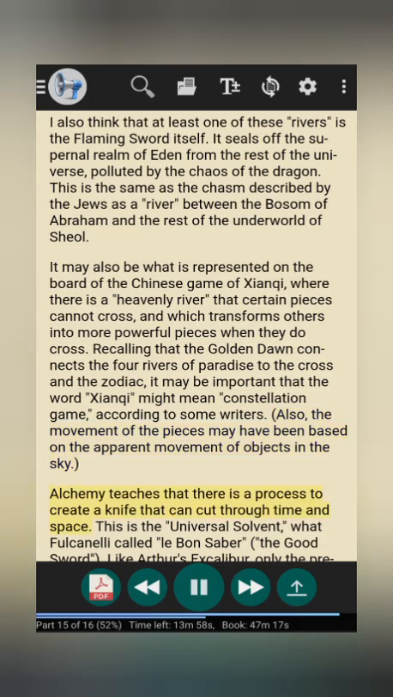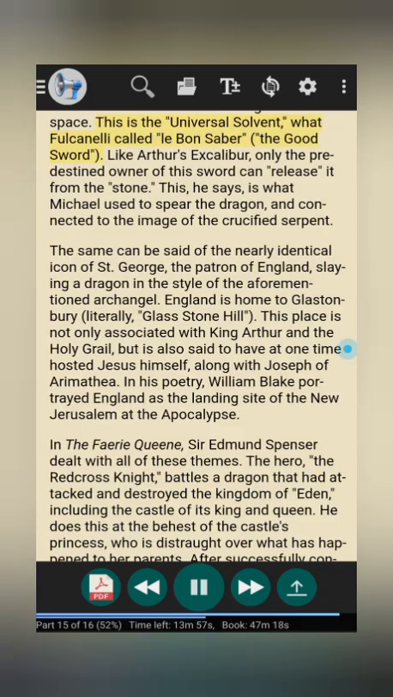Alchemy teaches that there is a process to create a knife that can cut through time and space. This is the universal solvent, what Fulcanelli called le bon sabre, the good sword. Like Arthur's Excalibur, only the predestined owner of this sword can release it from the stone. This, he says, is what Michael used to spear the dragon, and connected to the image of the crucified serpent.